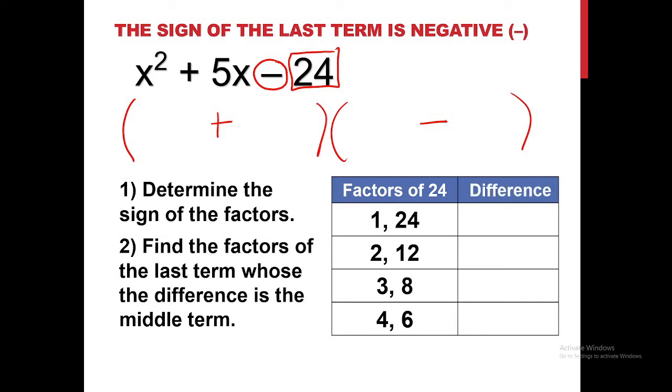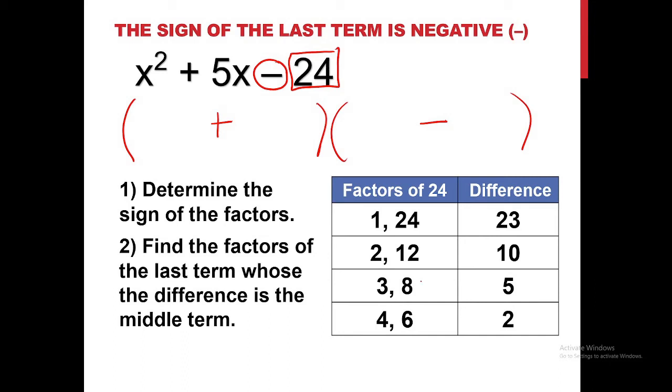So meaning, sir, the sign of the last term is an indicator whether I'm gonna add the factors or subtract the factors. Yes. With our previous examples, the last term was plus, so I add the factors. With this one, the last term is negative, so we subtract the factors. So if I'm gonna subtract the factors, I'll be getting 23, 10, 5, and 2. Now, which among these factors are you gonna use?